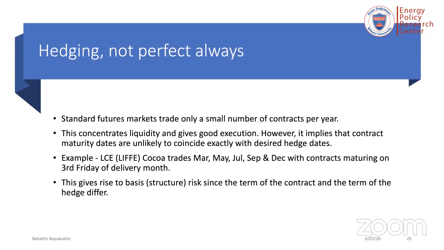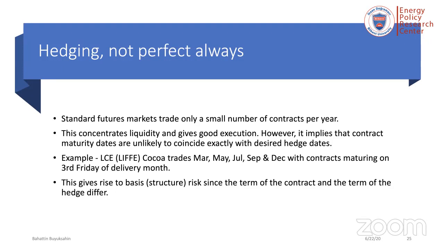Of course, we assume that there is a perfect hedge on this one, but standard future markets trade only a small number of contracts per year. This concentrates the liquidity and gives good execution. However, it implies that contract maturity dates are unlikely to coincide exactly with the desired hedge dates. For example, the cocoa contract trades March, May, July, September, and December, with contracts maturing on the third Friday of the delivery month. This gives rise to basis risk, where the term of the contract and the term of the hedge differ.